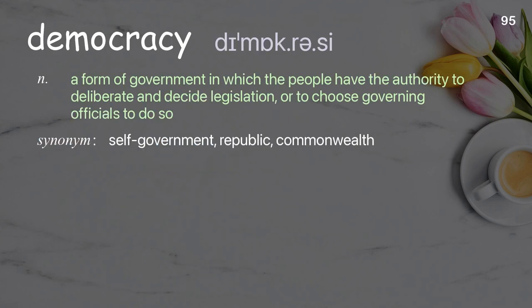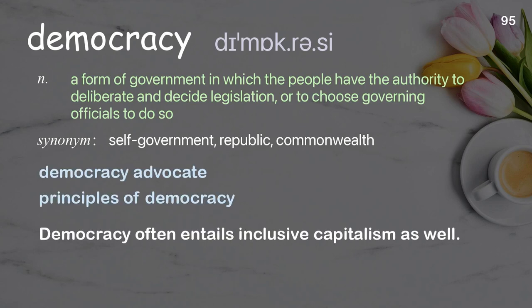Democracy: a form of government in which the people have the authority to deliberate and decide legislation, or to choose governing officials to do so. Examples: democracy advocate, principles of democracy. Democracy often entails inclusive capitalism as well.